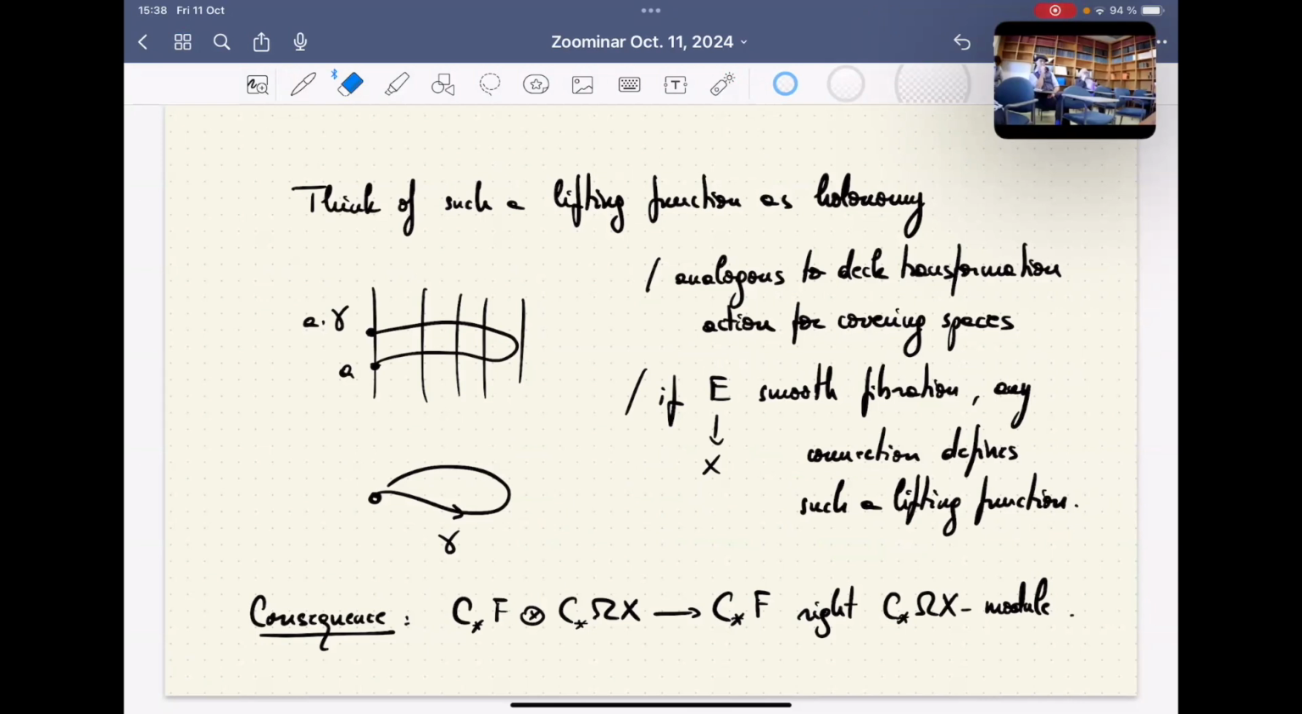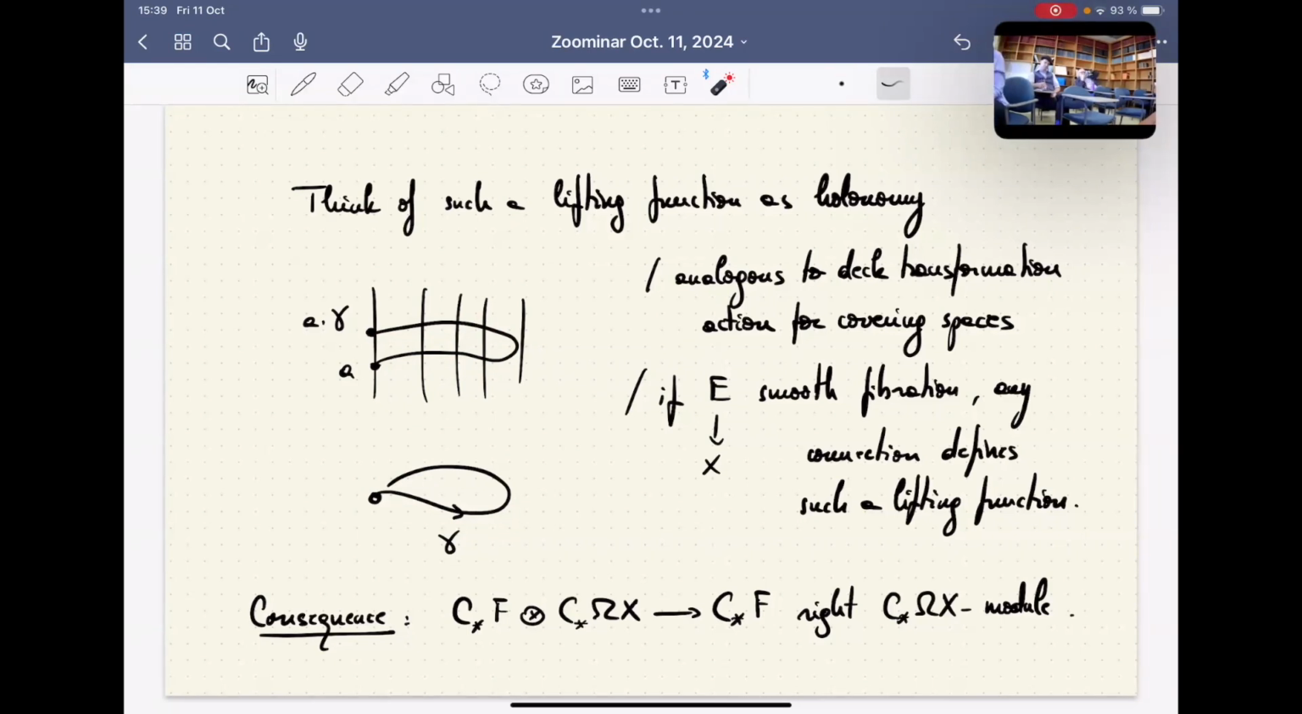How does a loop on the base, the gamma that I drew here, act on the fiber? Well, it takes a point, A, and associates to it another point, A times gamma. And one has to think of that as being the end point of a lift of that loop to the total space. So actually, Hurewicz was giving the definition of fibration exactly in these terms.